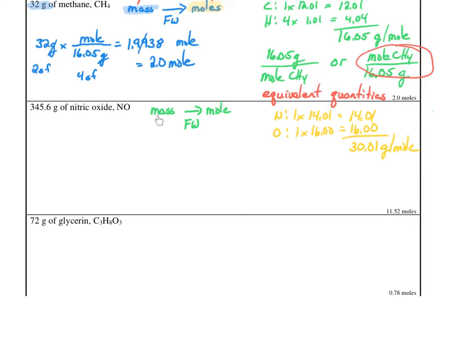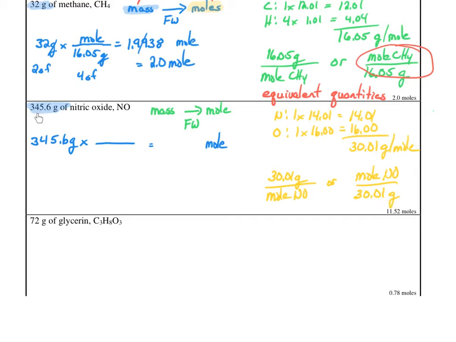Again, we have the conversion between mass and moles. Nitrogen oxide has a formula weight of 30.01. We're going to use that as a conversion factor. We've written 2 different conversion factors based on the formula weight. This tells us that 30.01 grams of nitrogen monoxide is equivalent to a mole. A mole of nitrogen monoxide is equivalent to 30.01 grams.